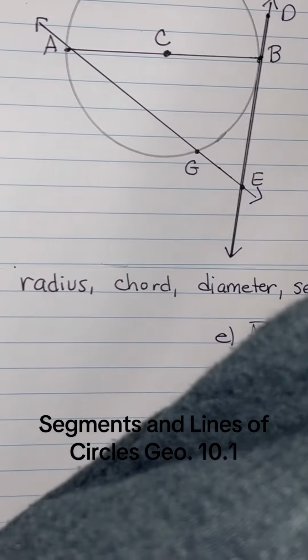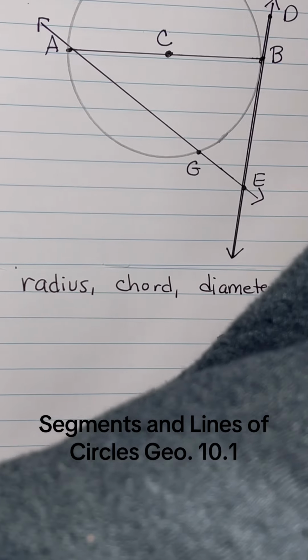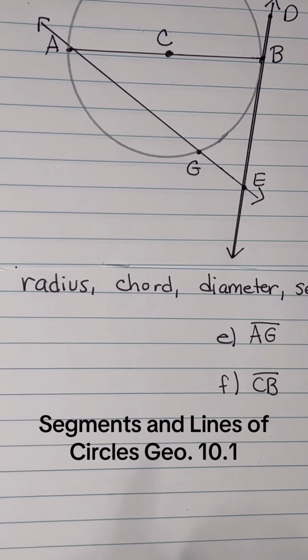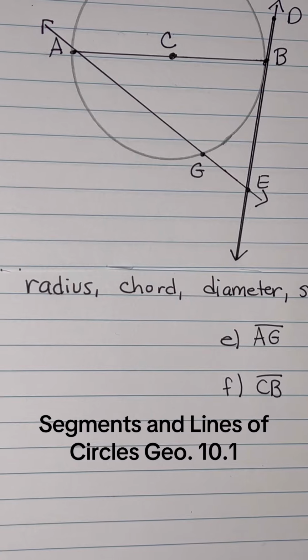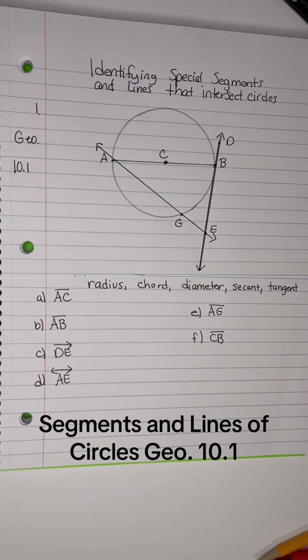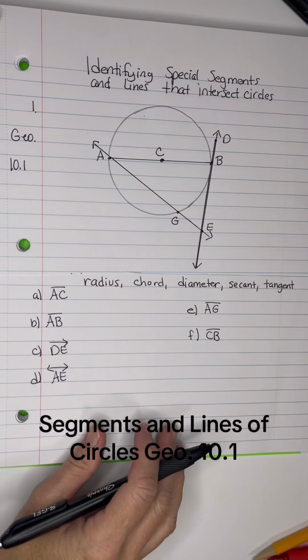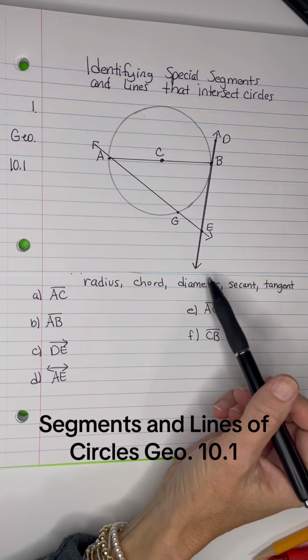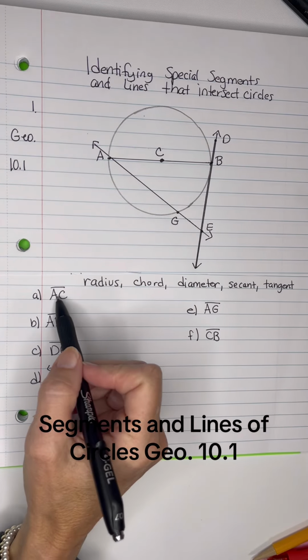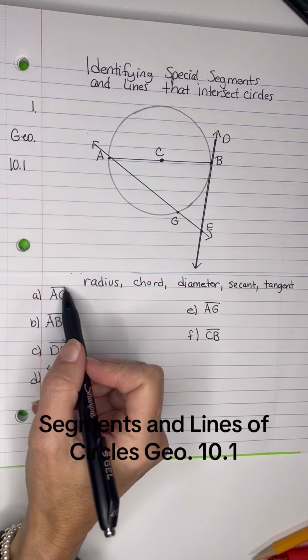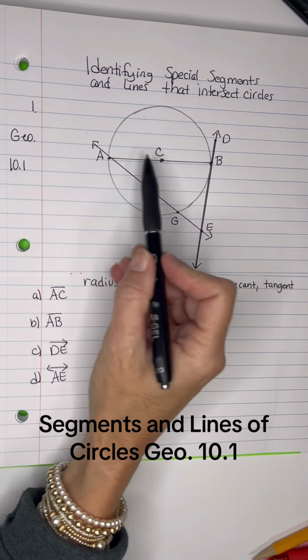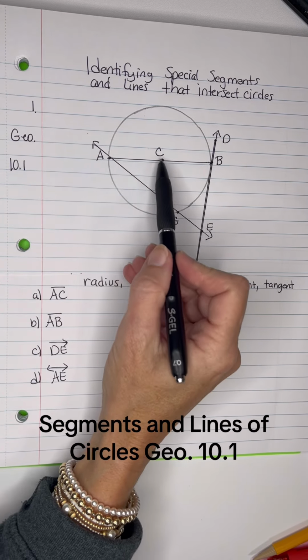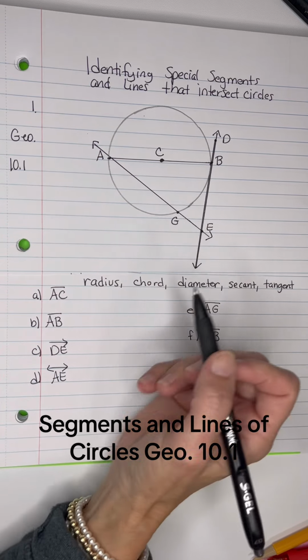Now, let's look at and identify what these are. Give me a second to get this back. Right, there we go. All right, so right here, our choices are radius, chord, diameter, secant, tangent, and we're going to look at this AC. Notice there's a segment symbol over it. So I start at A and I stop at C. What is this segment referred to as?